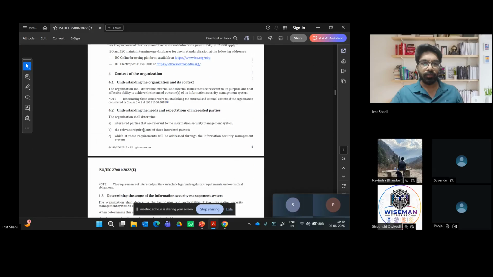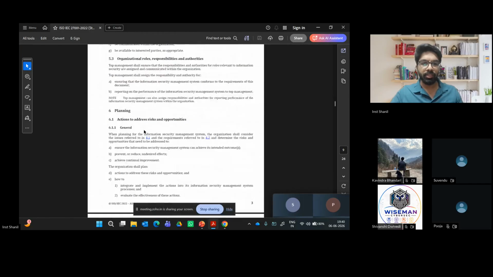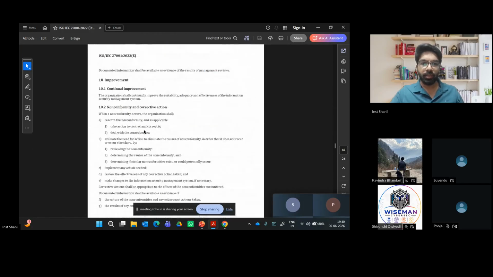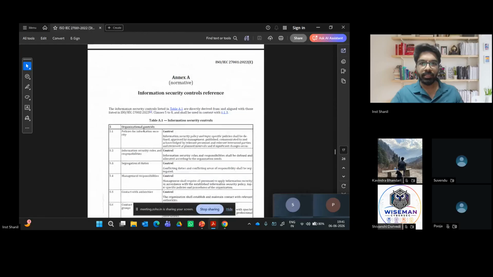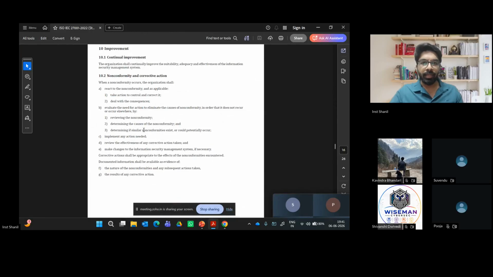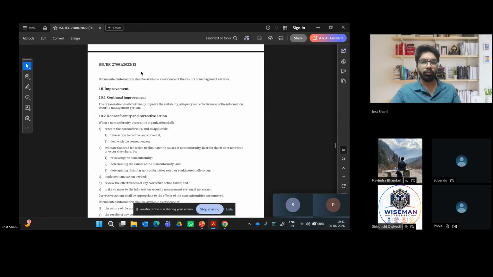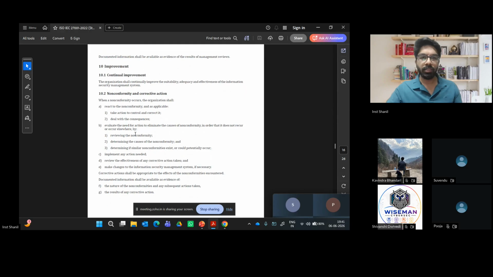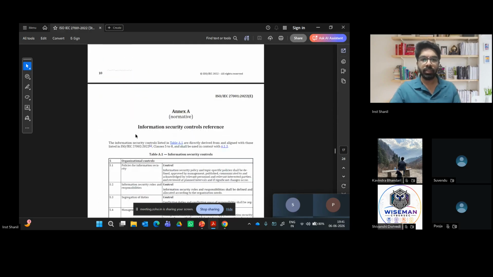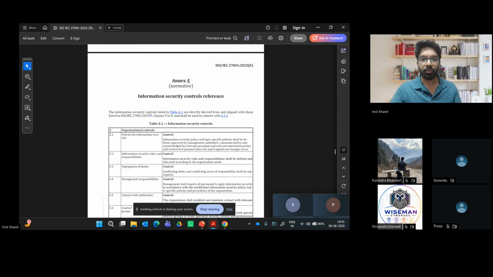Clause 4 is context of the organization, 5 is leadership. So we'll go through it. I'll quickly jump onto Annex A. At the top of the standard, we have clause 4 till 10. Once clause 10 is over, we straight away jump to Annex A controls.